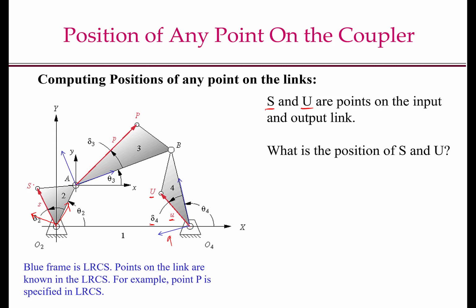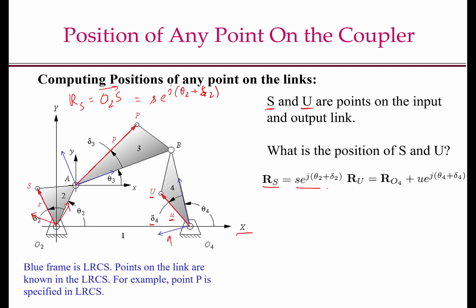So let's look at the point S first. We are calling RS the position vector of point S. So RS is the same as O2S. The length of O2S is small s, and the angle that O2S makes with the x-axis of the global coordinate system is theta 2 plus delta 2. So this is equal to S e to the power of j (theta 2 plus delta 2). And that's what is written here.